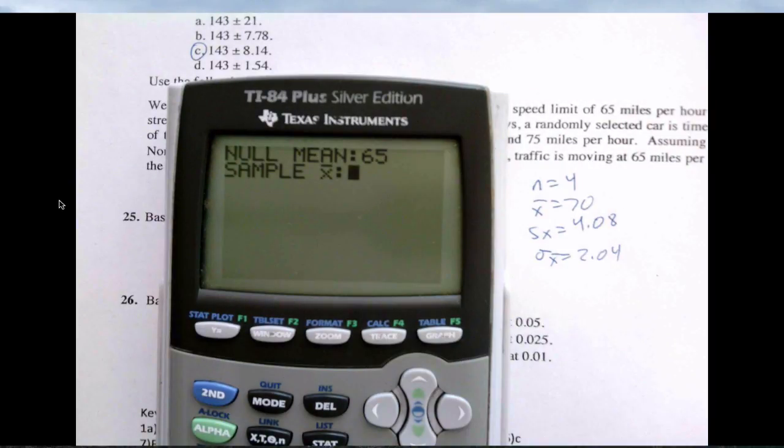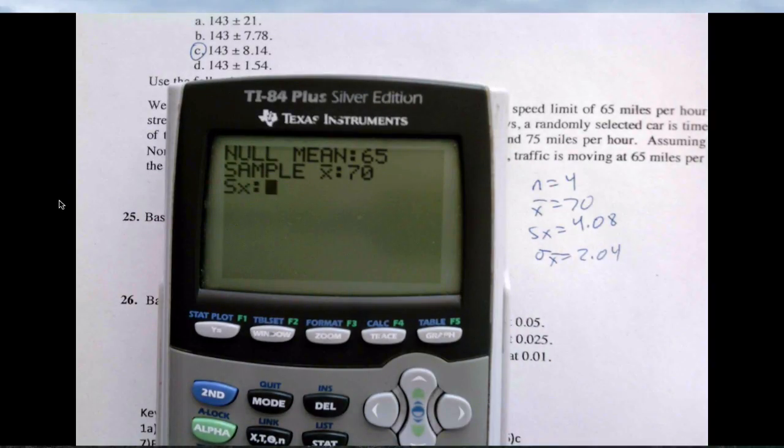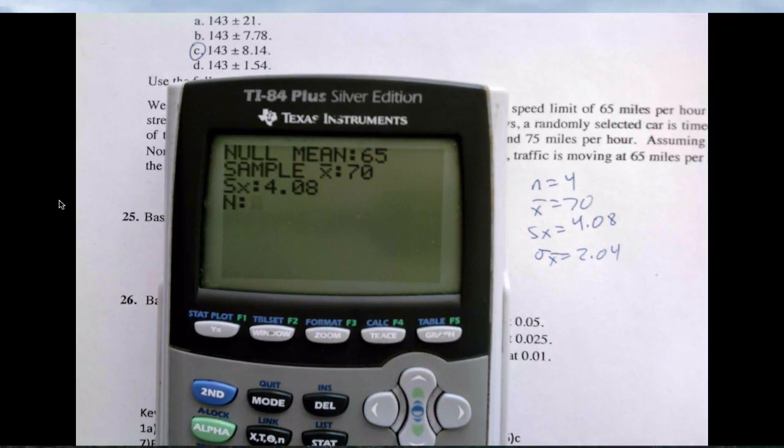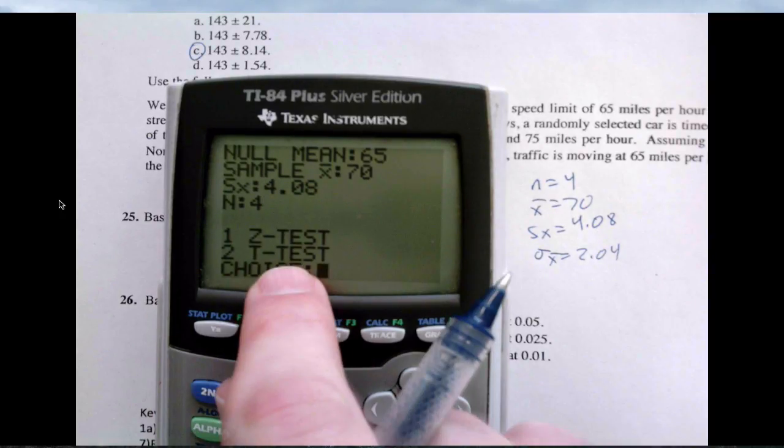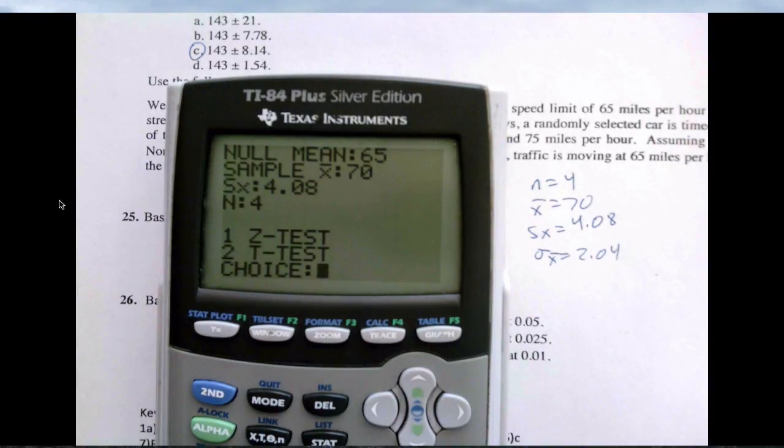Sample mean 70. Okay, and the N was 4. And this would be a t-test because we're working with a sample standard deviation.